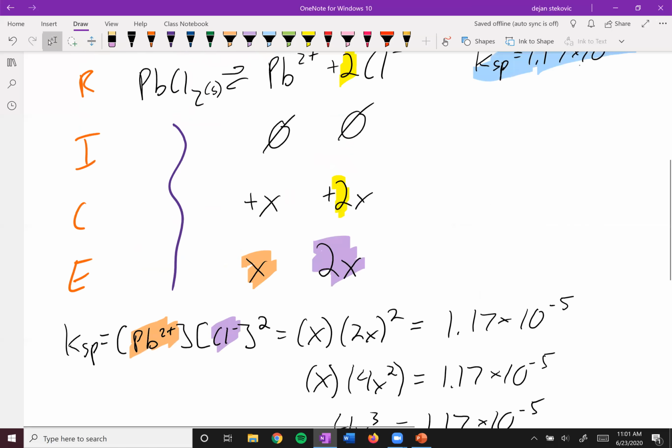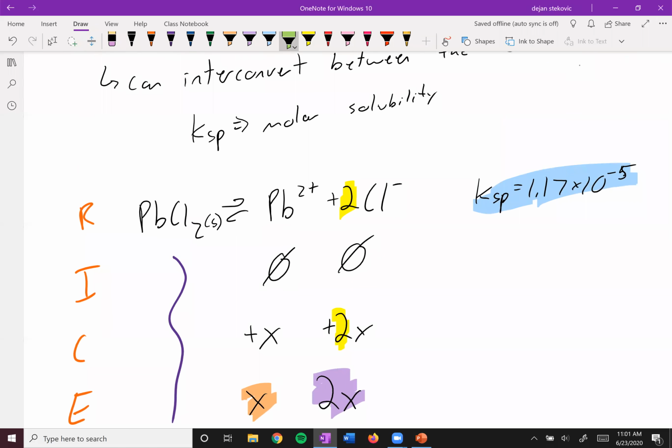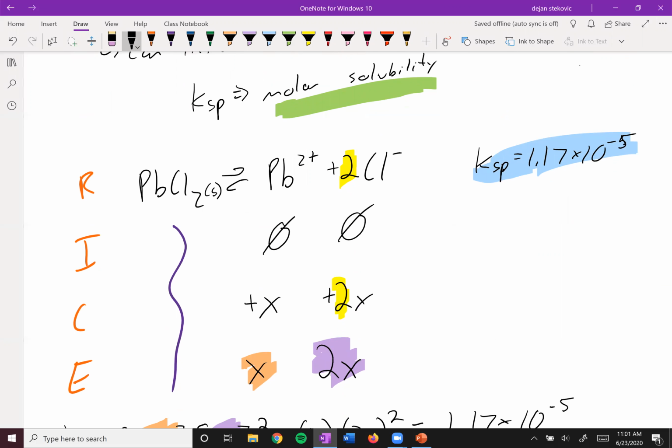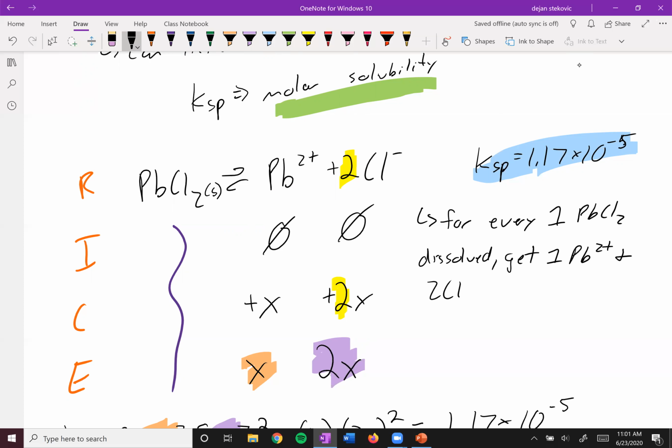And now we need to think about what is our molar solubility and how does it relate to our x? Well, so let's talk about this over here. So we can think about it for every 1 lead chloride that's dissolved, you get 1 lead, 1 Pb2 plus, and 2 chloride minuses. And so thus the molar solubility of lead chloride will be equal to the concentration of lead in the solution.